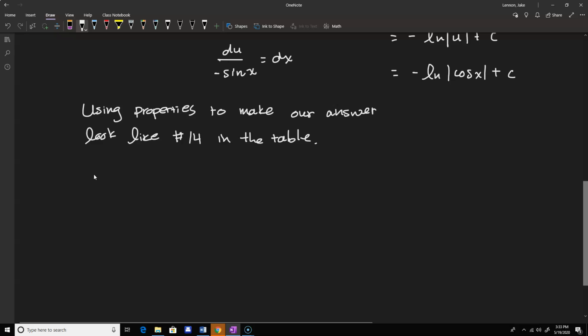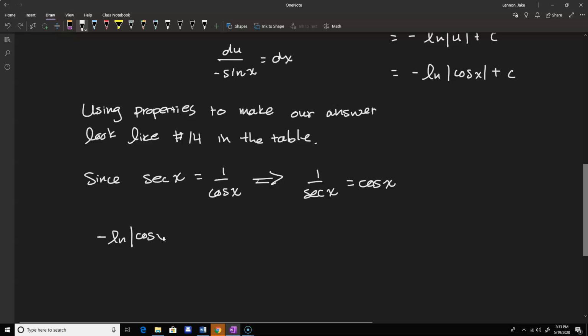Well, basically the first thing is since secant of x is equal to 1 over the cosine of x, that means that 1 over the secant of x is the same thing as the cosine of x. So the first thing we want to do is take the minus natural log of the absolute value of cosine of x plus our constant and write that as minus natural log of 1 over the secant of x plus our constant.